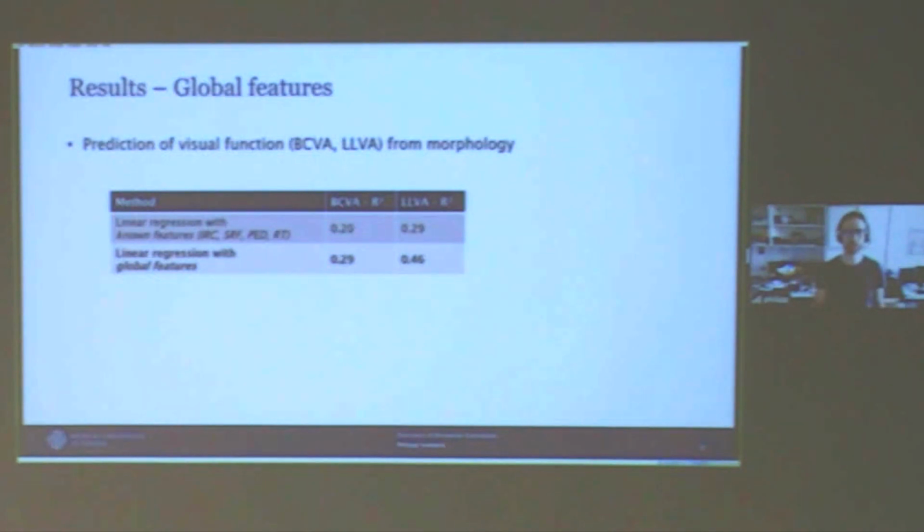And regarding the global features, we evaluated the value in terms of how good they are in predicting function, because this is always a desirable target, because the available visual function measures are all quite limited and quite noisy. And what we've seen is that compared to traditional markers that have been used before, we could improve the performance by a large margin.